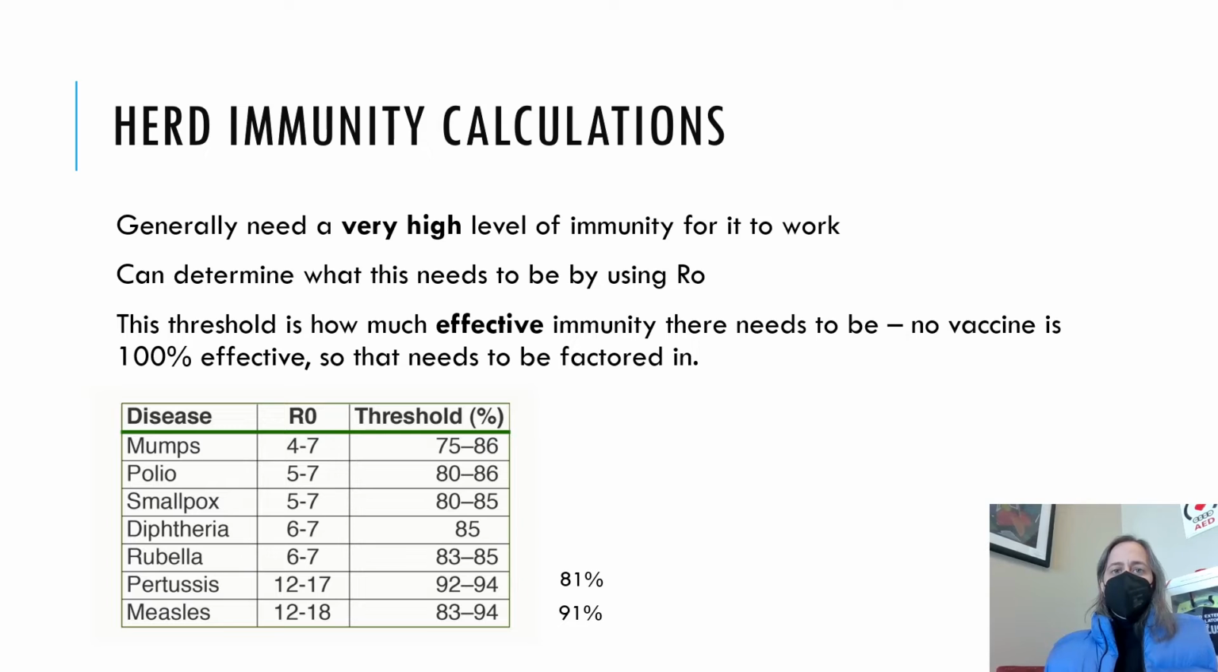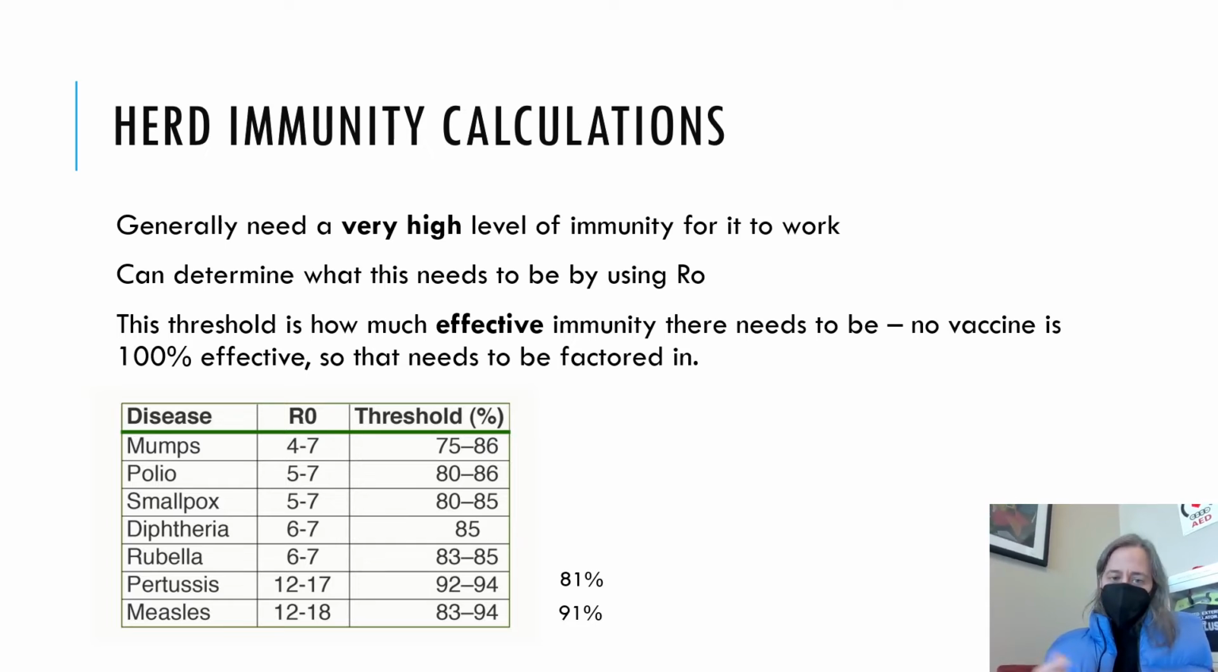So that means if the vaccine is 85% effective, I need 100% of people in the community to be vaccinated, right? Whereas if the vaccine is 100% effective, I only need 85% of the population to have received it. So you have to factor that in as well.